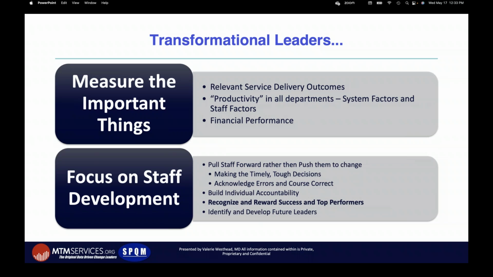Obviously, we have to focus on our staff development. We want to pull them into the future. We don't want to have to be pushing them up the hill. We want to let them see that we are willing and able to make timely, tough decisions, taking into account the things that they have brought to the table. And then if we made an error, we are more than willing to correct that error, make a course correction, and move in the right direction.